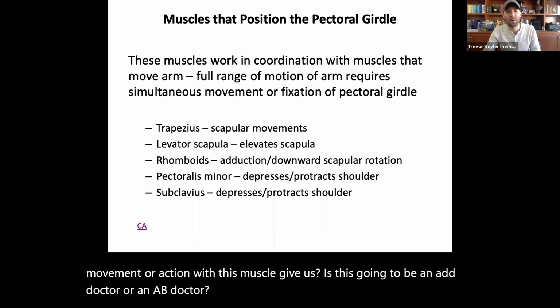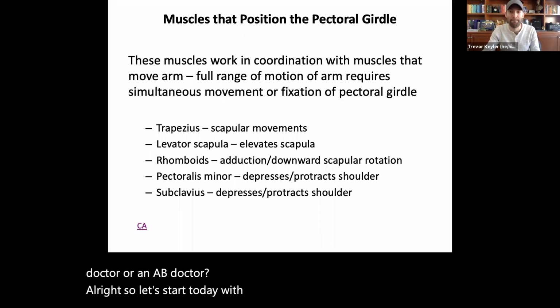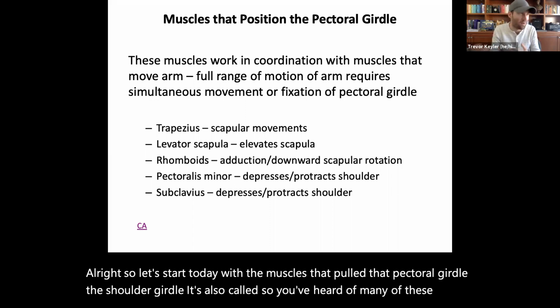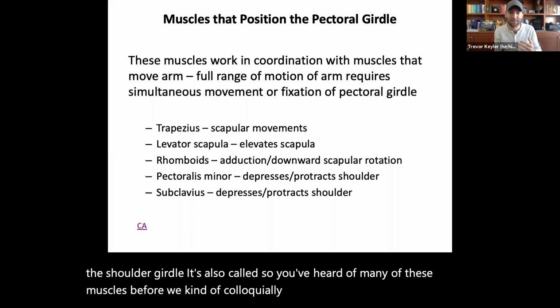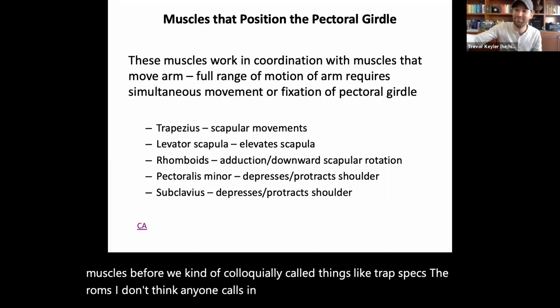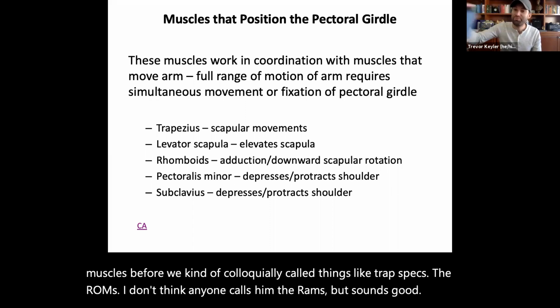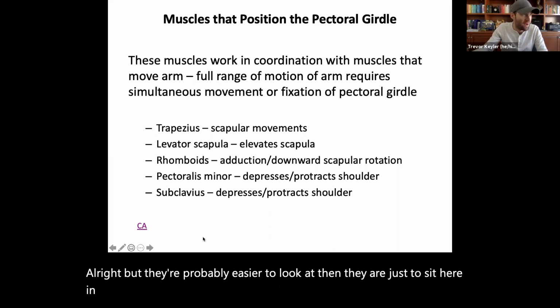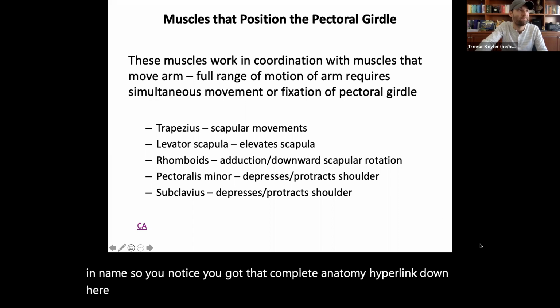All right, so let's start today with the muscles that hold the pectoral girdle, the shoulder girdle, as it's also called. Okay. So you've heard of many of these muscles before. We kind of colloquially call them things like traps, pecs, the ROMs. I don't think anyone calls them the ROMs, but it sounds good. All right, but they're probably easier to look at than they are just to sit here and name.